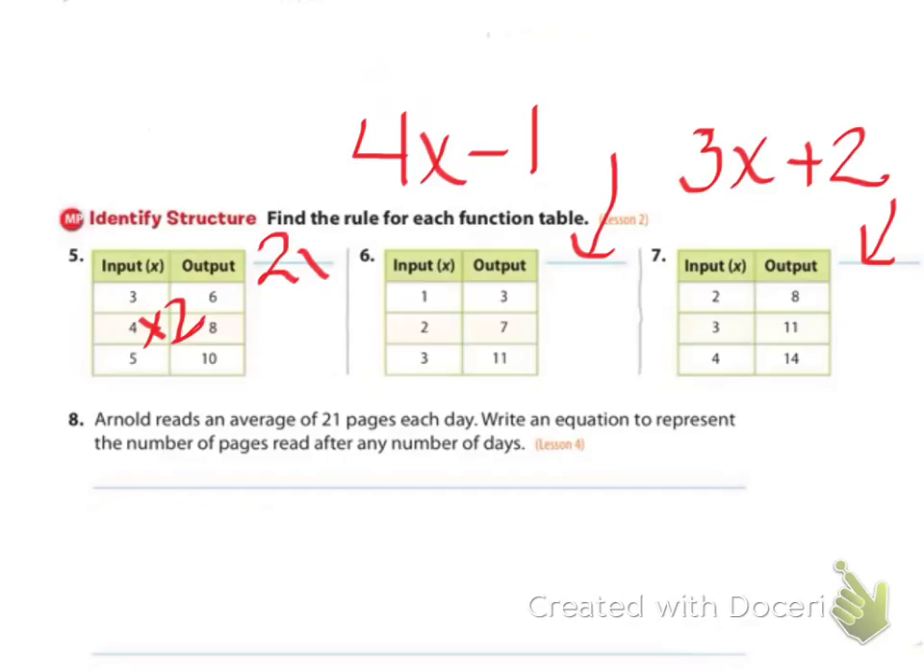Okay? All right, looking at number 8. Arnold reads an average of 21 pages each day. That is important.